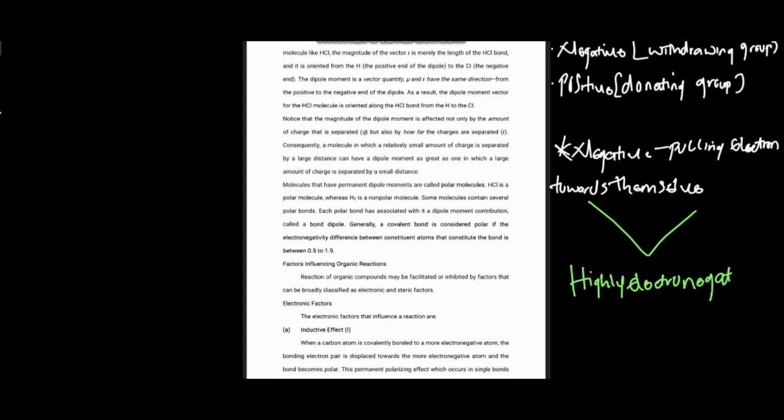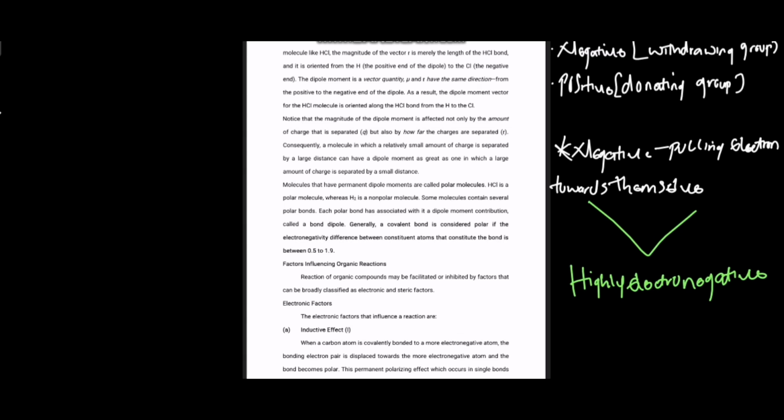They are highly electronegative. A very good example is an atom or group of atoms that are very highly electronegative, like chlorine. Yes, chlorine is very electronegative. Even fluorine is also very electronegative. We said that the negative or withdrawing groups are atoms that are very good at pulling electrons from the carbon.